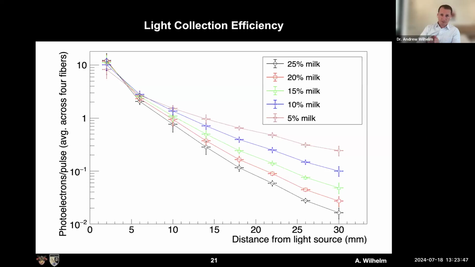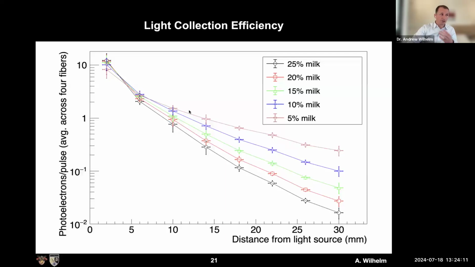So here is a plot showing the results of that experiment. In the upper left, this first data point, those are the fibers that are closest to the center. And you can see that the effect is similar to the plot that we looked at before, which is that as you increase the milk loading in our inert opaque liquid, and thus increase the scattering, you get more and more light into that nearest set of fibers.